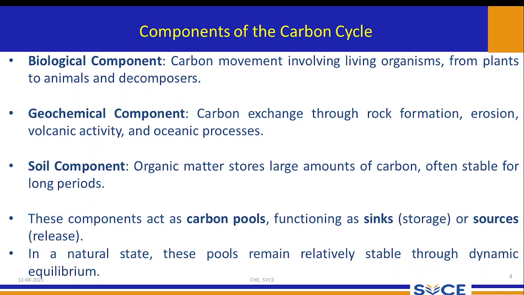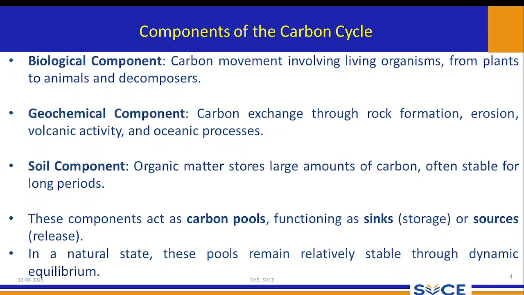Just now I told you I will explain these three components. Biological component: the carbon movement involving living organisms, from plants to animals and decomposers. What are the living organisms? Plants, animals, even humans, they are all living organisms. So the biological component of the carbon cycle is a natural one.